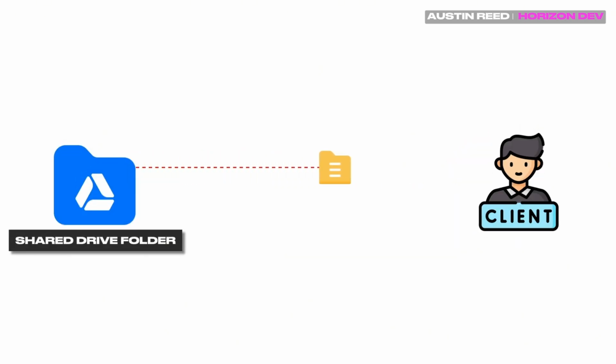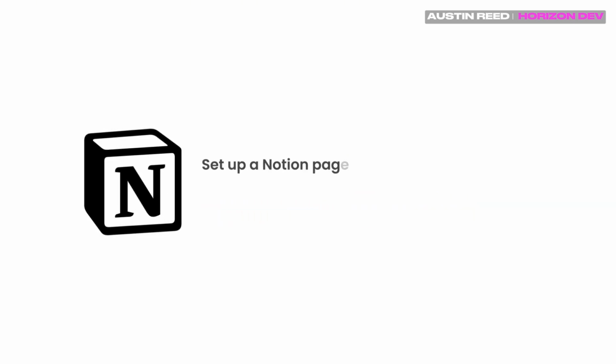Here's an overview of the workflow that we're going to be building today. First, the client will fill out a form with their information. Once we receive the information in the form, we create a task in ClickUp for the project management team. Then we create a shared Google Drive folder so we can share any files with the client and vice versa. After that, we'll set up their very own Notion page with any documentation related to the client.